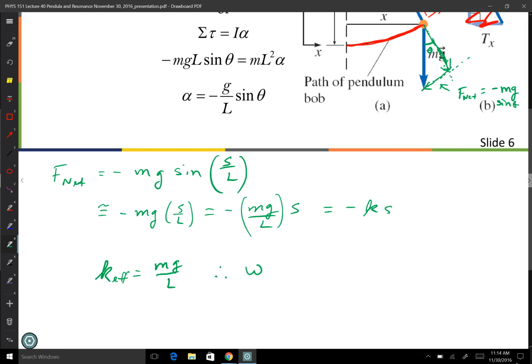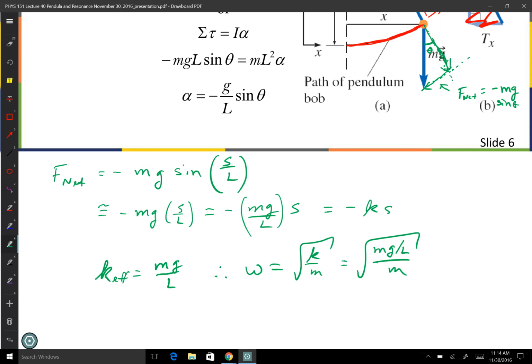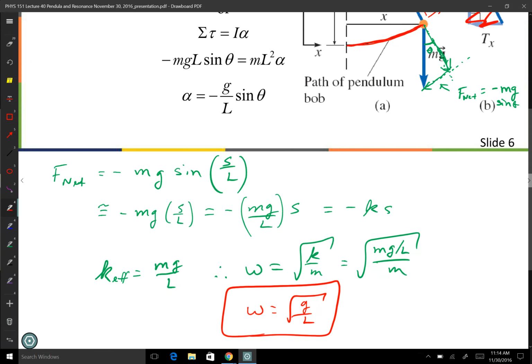And that means omega, which is square root of K over M, is equal to the square root of mg over L divided by M. What happens to the M's? They cancel. And I'm left with omega is equal to the square root of g over L. So the angular frequency only depends on the length of the pendulum and the acceleration of gravity. It doesn't matter what the mass is.